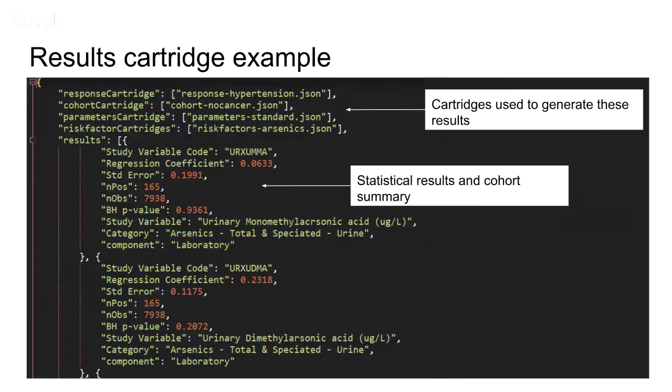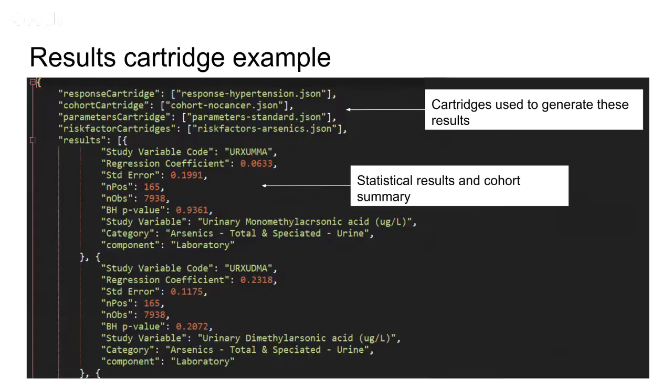And we also have this n-cos and n-obs and so on, which is just saying, for the particular cohort, how big is it and how many people have hypertension. If you're looking at the results, you want to say, okay, was this study based on only 100 people or 100,000? So that's useful information to have.